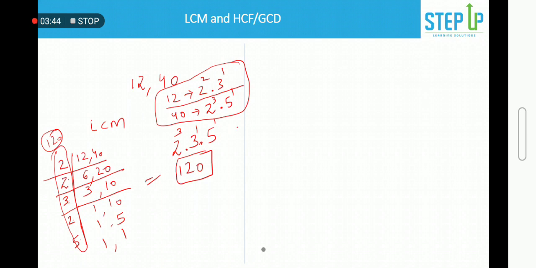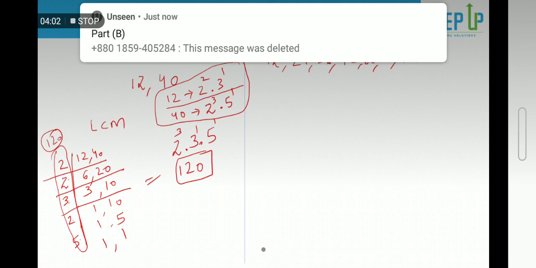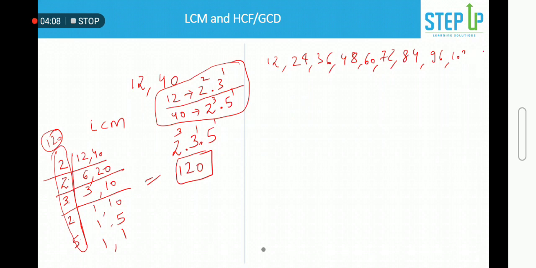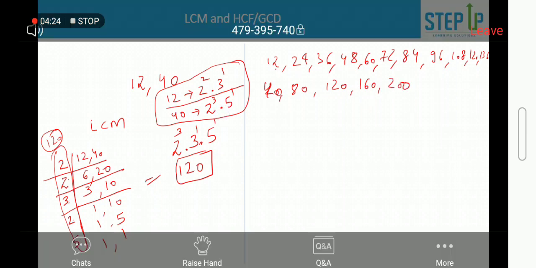Are you getting? What it actually means is, for example, least common multiple, as the name suggests. So let's say 12. What are the multiples of 12? It will be 12, 24, 36, 48, 60, 72, 84, 96, 108, 120, 132. Similarly for 40, what would be the multiples? 40, 80, 120, 160, 200 and so on. So these are multiples of 12, these are multiples of 40.